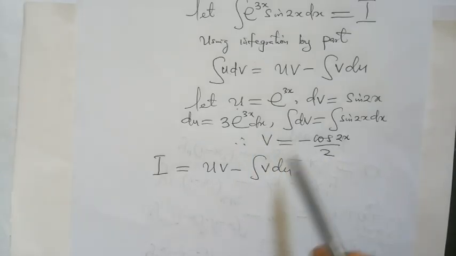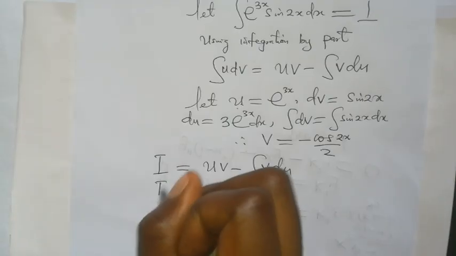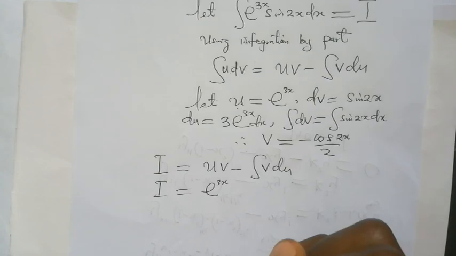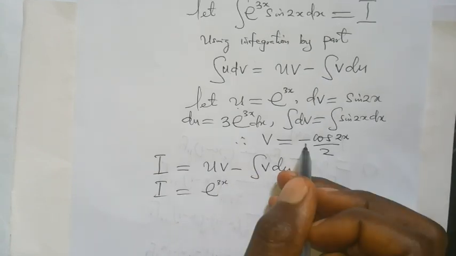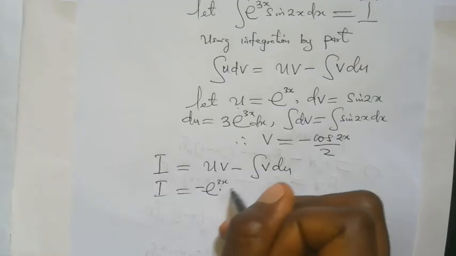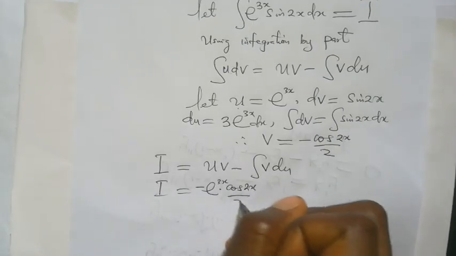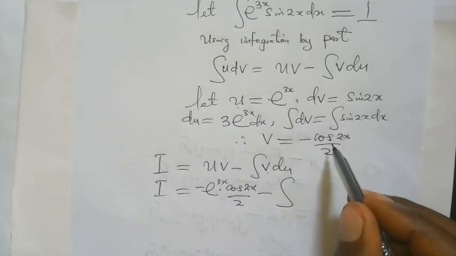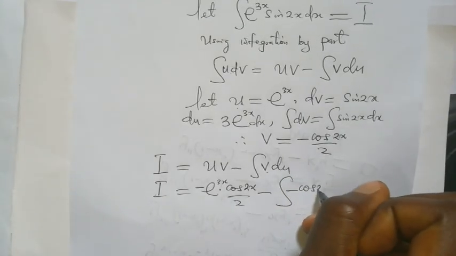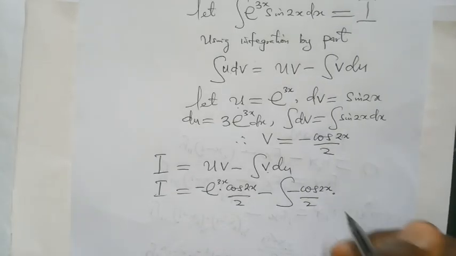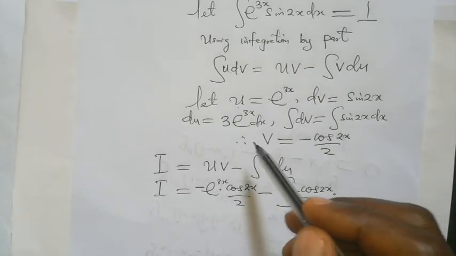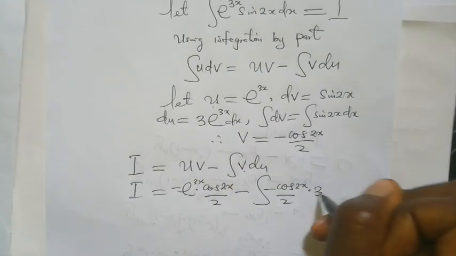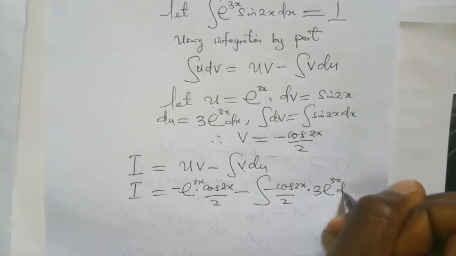So let's put in the variables we differentiated here. I is equal to, my u now is e to the power of 3x, my v now is minus cos 2x all over 2, minus the integral of my v, which is minus cos 2x all over 2, and my du, which is 3e to the power of 3x dx.